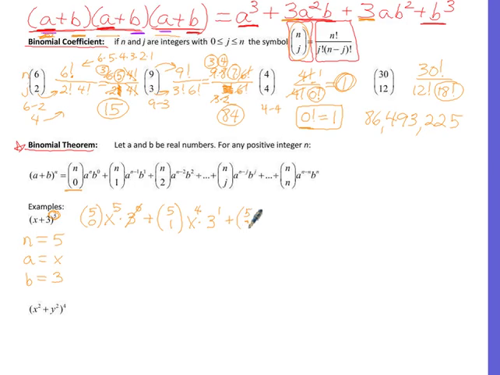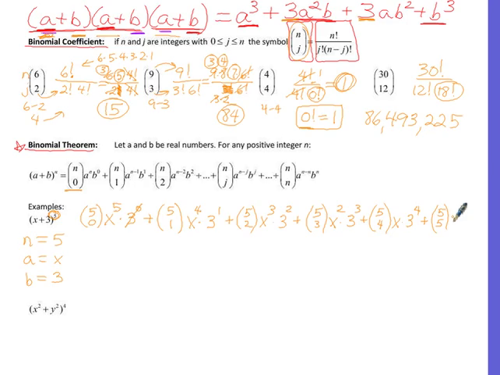Plus 5 choose 2. X is decreasing. B, which is 3, is increasing by 1. And again, we're just going to follow this pattern as x continues to decrease and b continues to increase until we get times 3 to the 4th. And the final term, once you get 5 choose 5, once you have the full number there, you are finished.